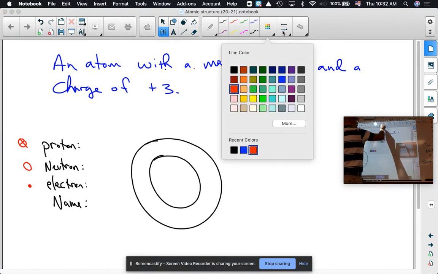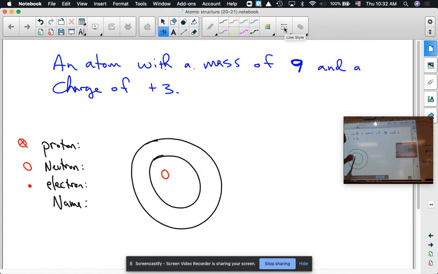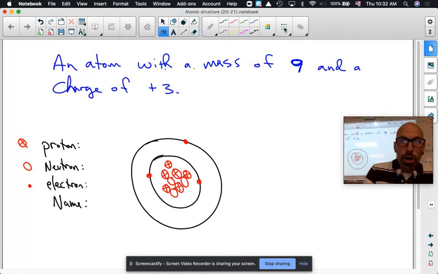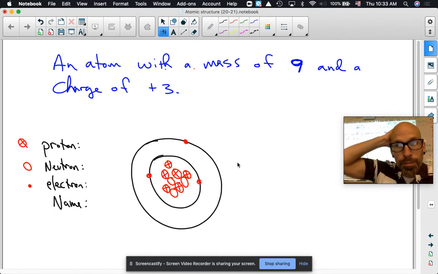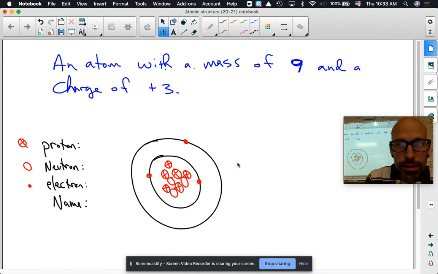Did I already pick red? Yes. Okay, so hopefully you can figure out which one I drew and then fill this stuff in based on the model I just put up here. So what do you think? Those of you that are at home watching this, what did I draw?